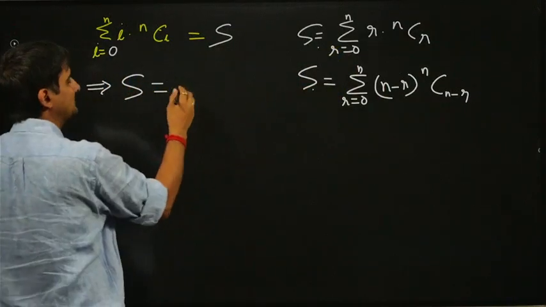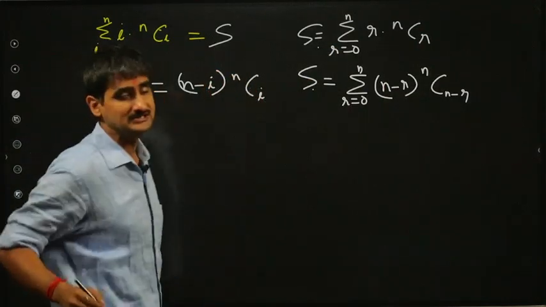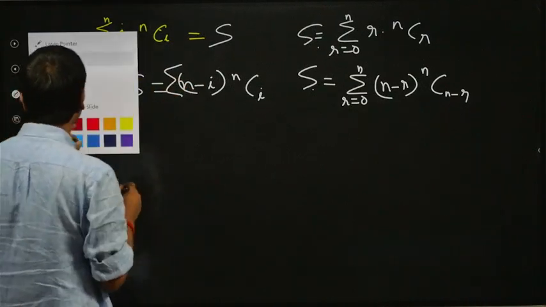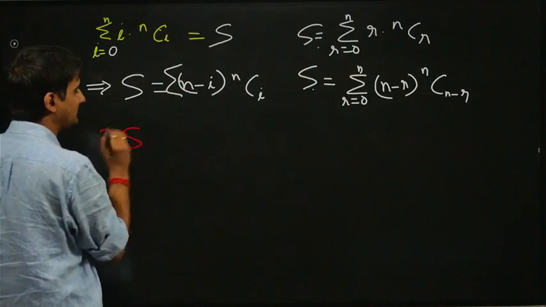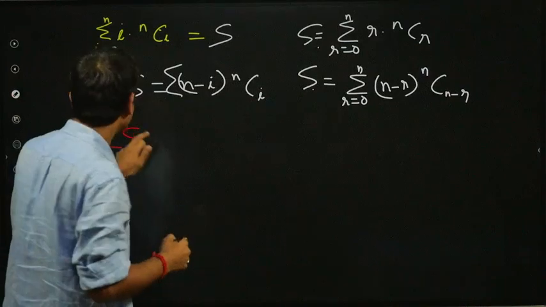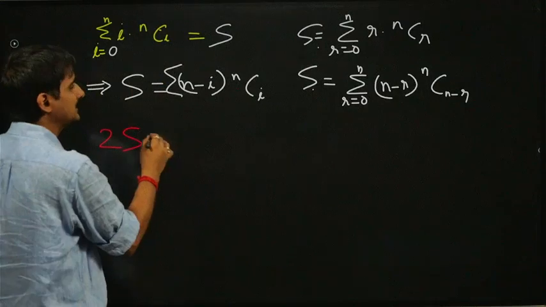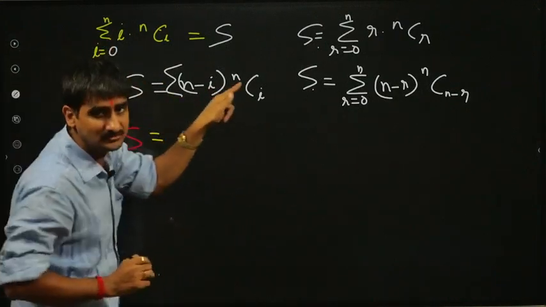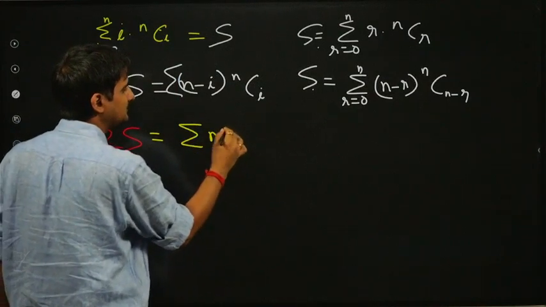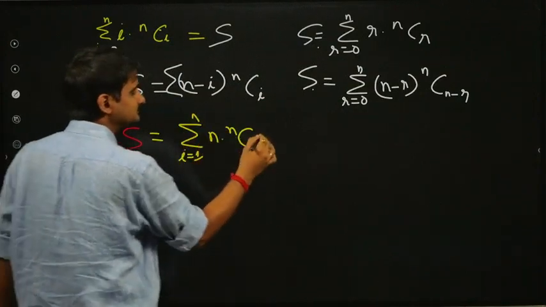So applying the Bahubali property, you get N minus I, NCI, because NCR is the same as NC N minus R, and that's the summation. So add them after applying the Bahubali property. Normally we add the statement which we are given and which we get after applying the Bahubali property. So 2S, when you add them, I into NCI, I into NCI get cancelled. So summation N into NCI, I goes from 1 to N.